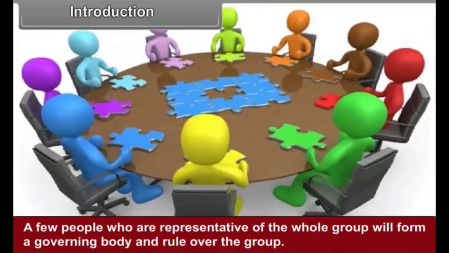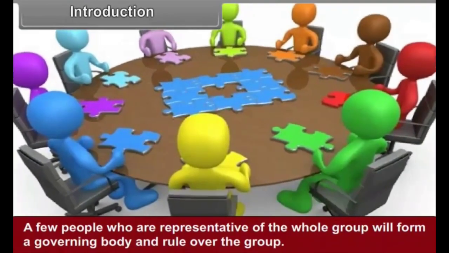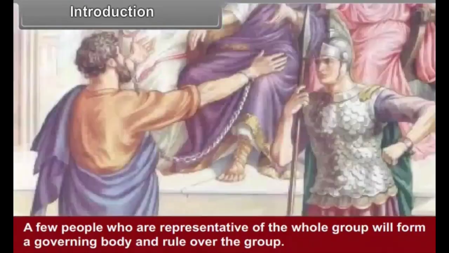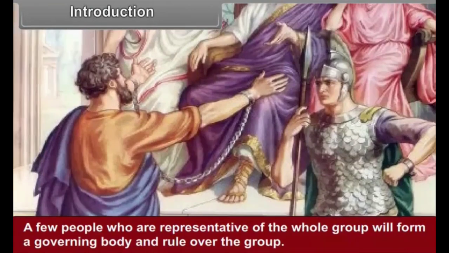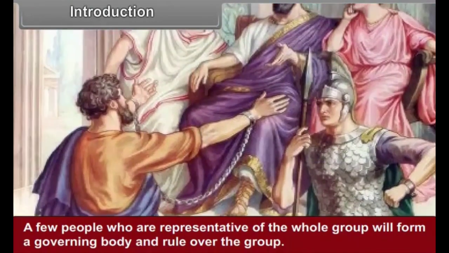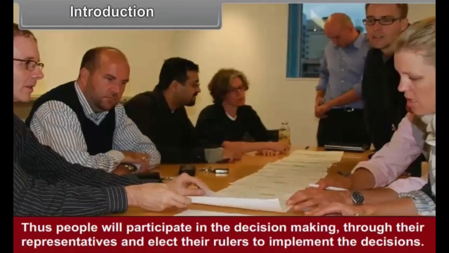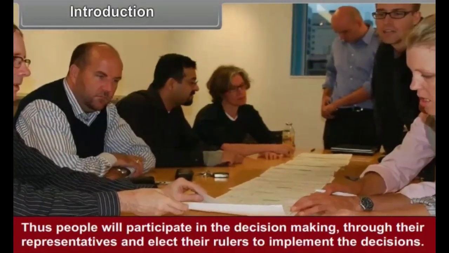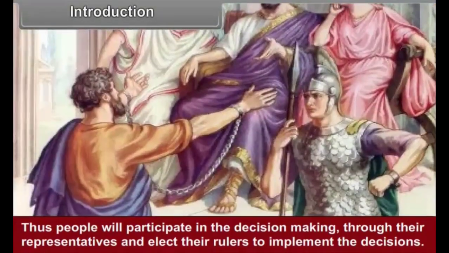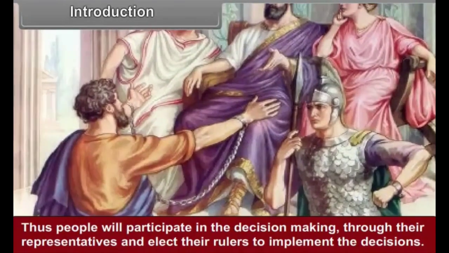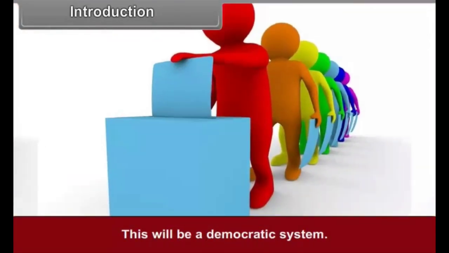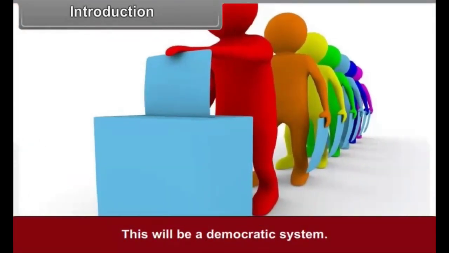A few people who are representatives of the whole group will form a governing body and rule over the group. Thus, people will participate in the decision-making through their representatives and elect their rulers to implement the decisions. This will be a democratic system.